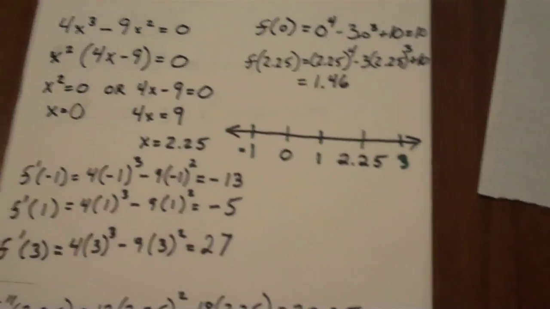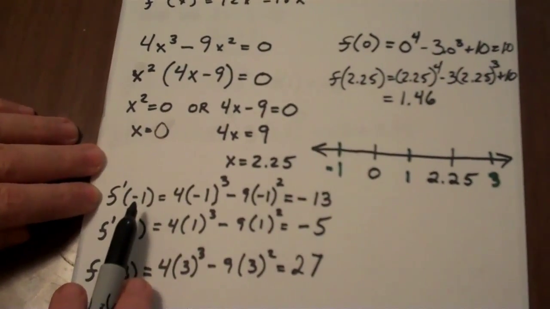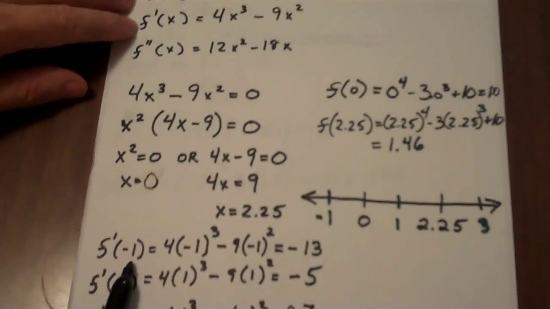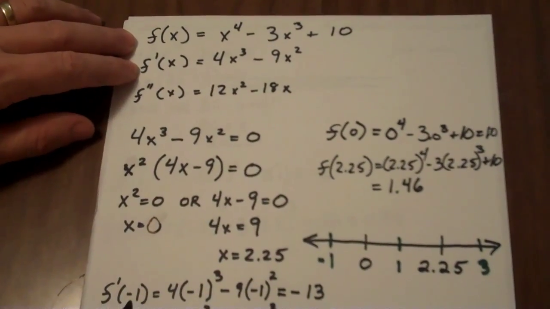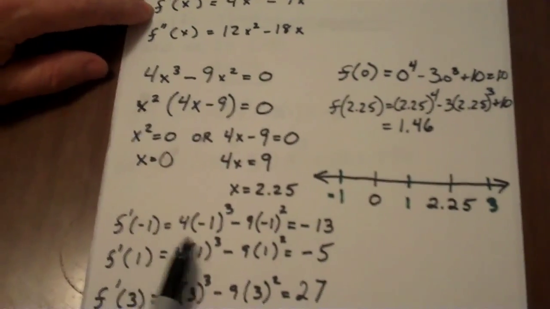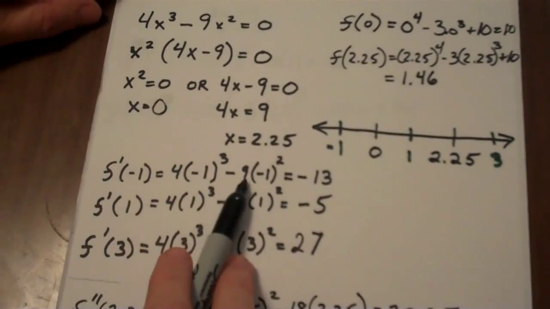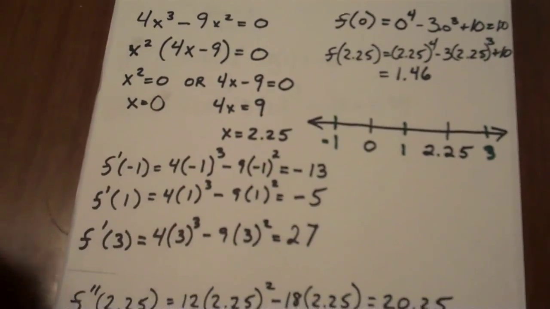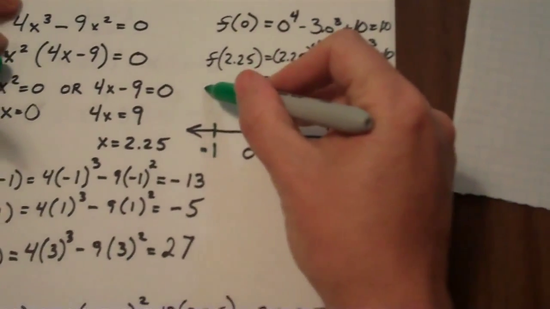Now let's do the calculations. I'm going to plug in negative 1 into my first derivative, which we remember is 4x cubed minus 9x squared. This will give me the slope of the tangent line at this point. Plugging in the negative 1 gives me 4 times negative 1 cubed minus 9 times negative 1 squared, which equals negative 13. So at this point on my graph, my function is decreasing.